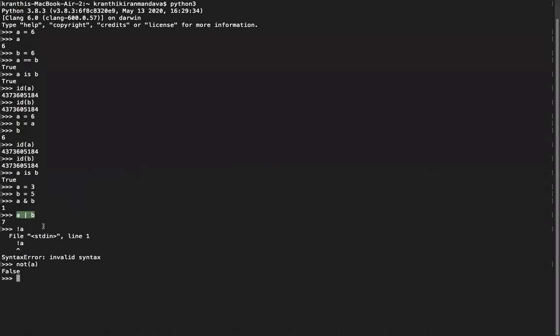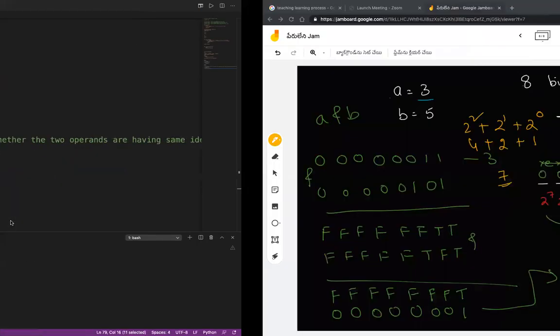It's just a simple true or false table, that's all. You need to understand that A and B gives 1, and A or B gives 7. So this is all about the required operators that you want. Let me recap once and we shall go to the next thing.